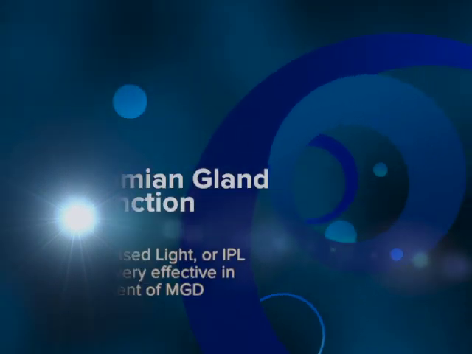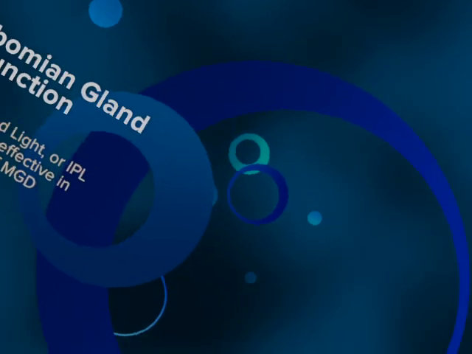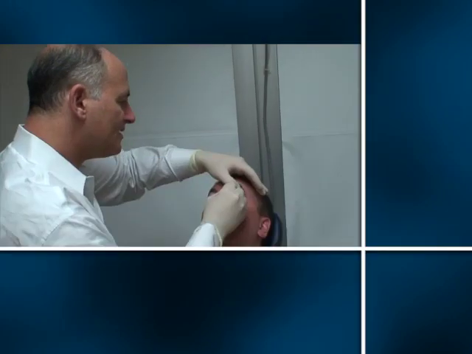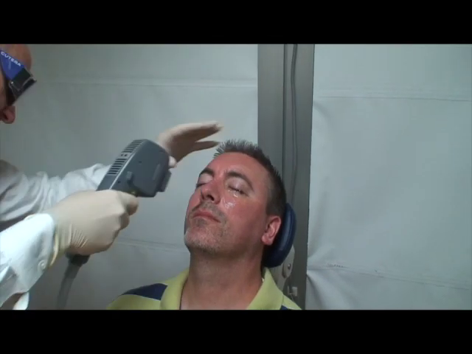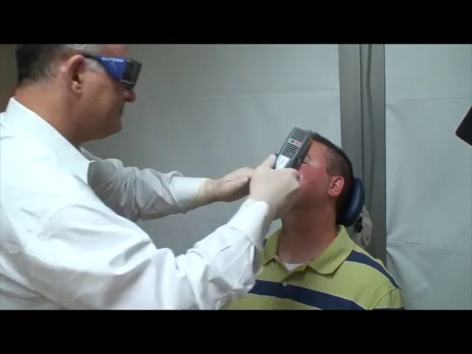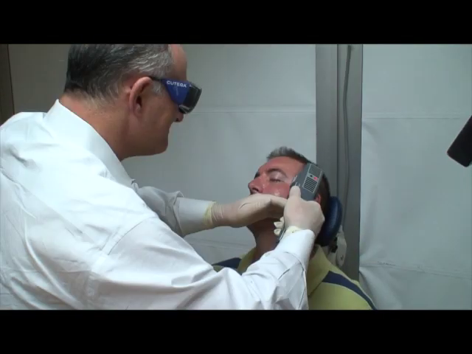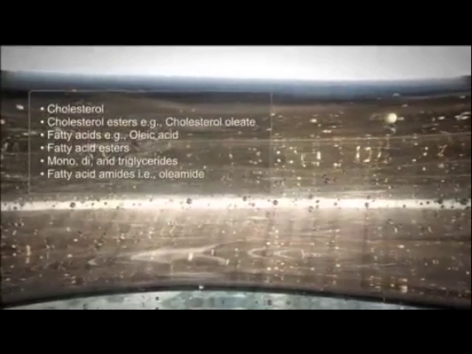Before the development of LipiFlow, intense pulsed light, or IPL, was used to treat meibomian gland dysfunction and is still used to some extent today. It also warms up the lipid glands, followed by expression. This is an example of an IPL treatment for dry eye, shown a little faster than it actually occurs. In addition to the two interventional methods for treating dry eye of the lipid variety, we will demonstrate some others.